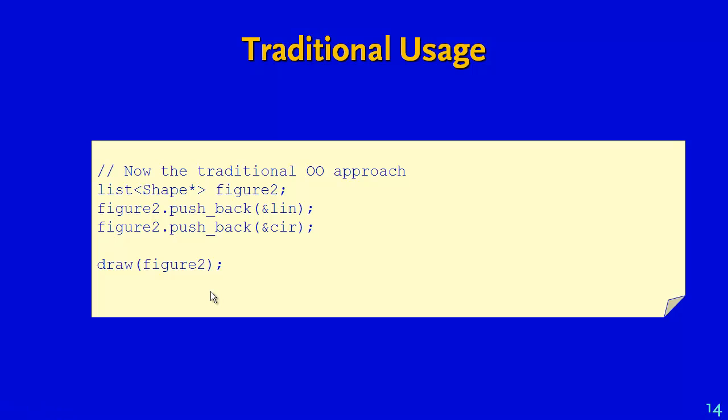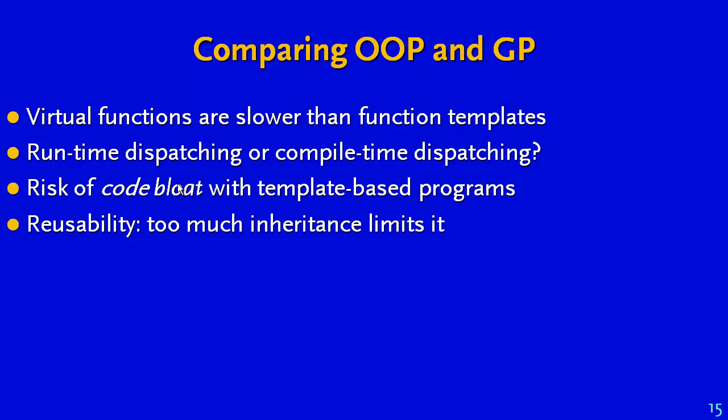The traditional way of working, the first approach, would be just a list of shape pointers. I push some lines and circles onto my figure, and I just call the draw function. So that's a bit old-fashioned. Okay, so just a general remark on comparing object-oriented programming with generic programming. Virtual functions, which is the lifeblood, you might say, of object-oriented programming, subtype polymorphism, are certainly slower than function templates. So the template functions are faster.